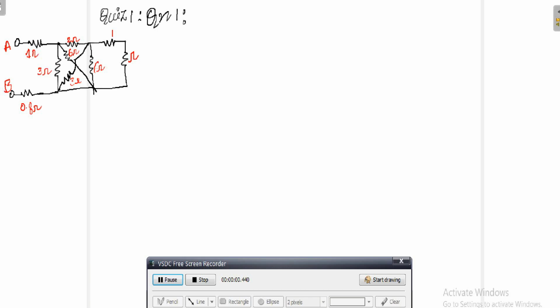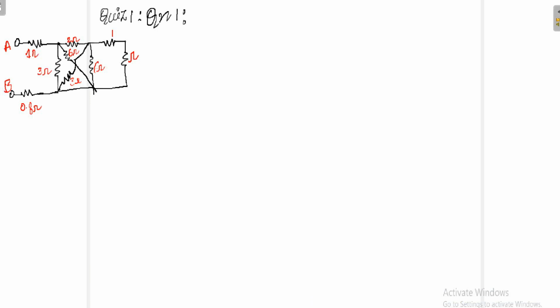So hello student, let us see quiz number 1 and question number 1. So this is quiz number 1, question number 1. The answer for this is 3 ohms. Here we have to find the equivalent resistance between A and B. The answer is 3 ohms.